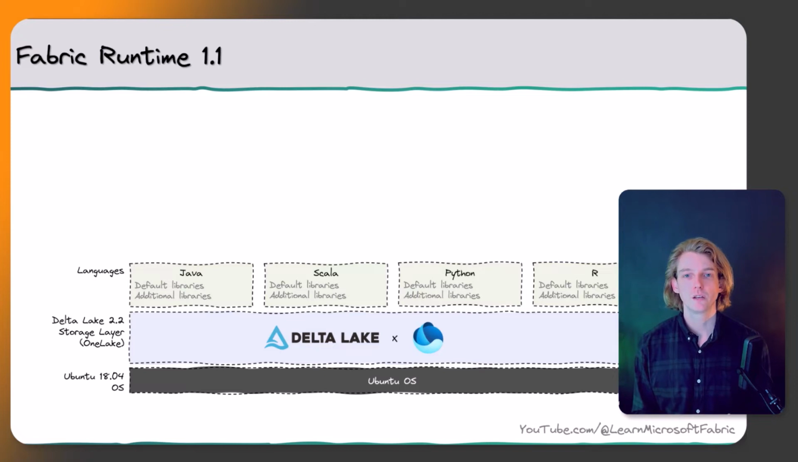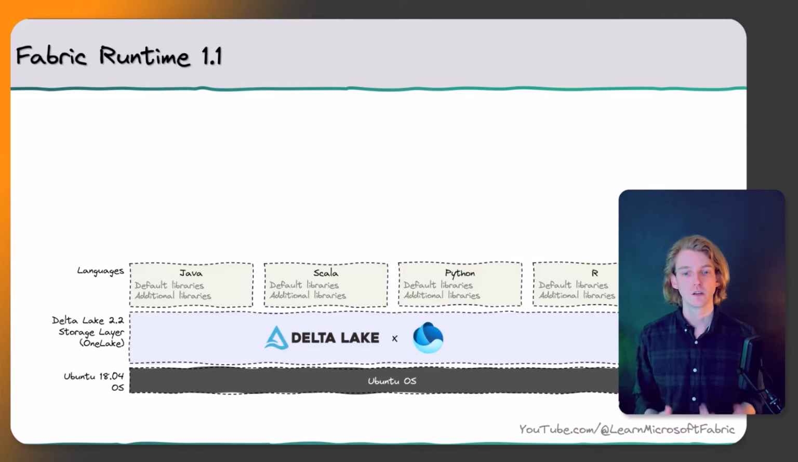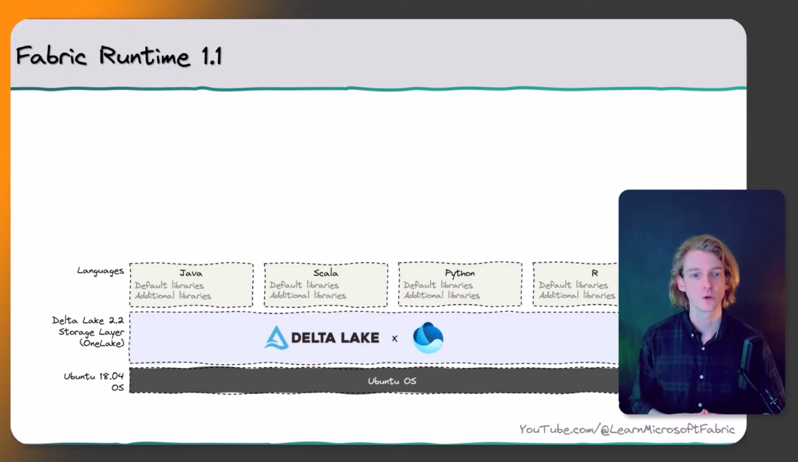On top of the Ubuntu operating system, there are 4 different languages installed. We've seen this already, or we've talked about it at least in the Spark world: Java, Scala, Python, and R. So these are the 4 languages. Spark itself is written on top of the JVM, the Java virtual machine.